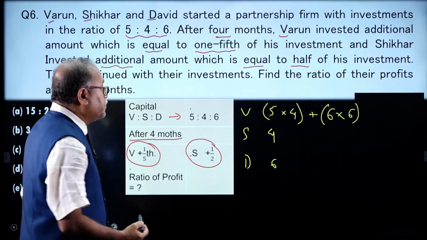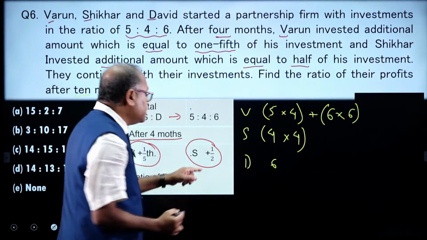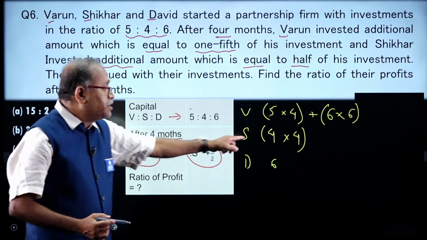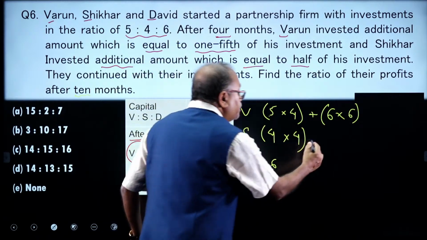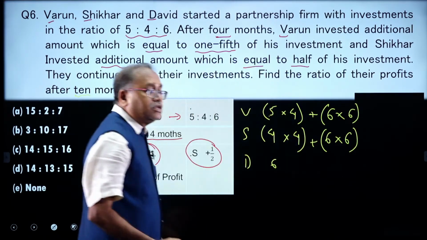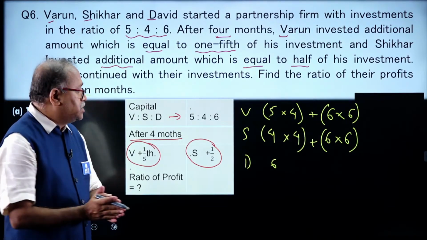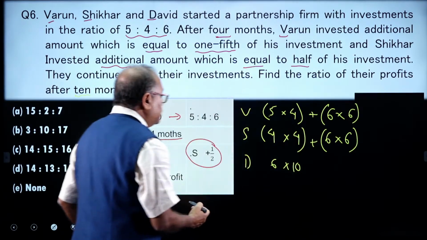Coming to the change of S, for 4 months it remained the same, and after that he increased half of his capital. What is half of 4? That's 2. So 4 plus 2, that is 6, and this remains for the next 6 months. That's how the total is 10 months. No changes there in D, so it will remain as this one.